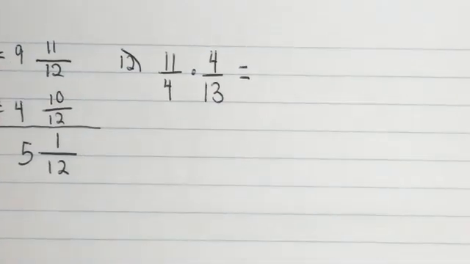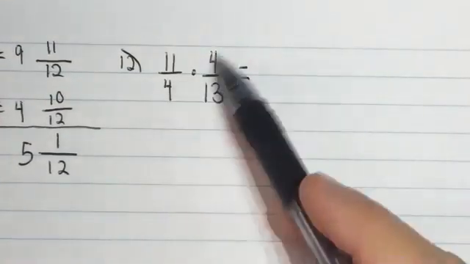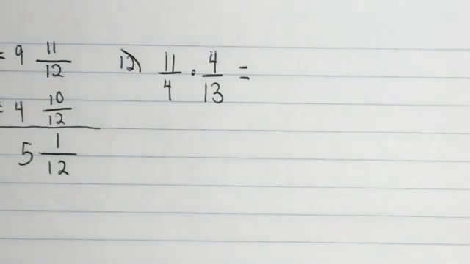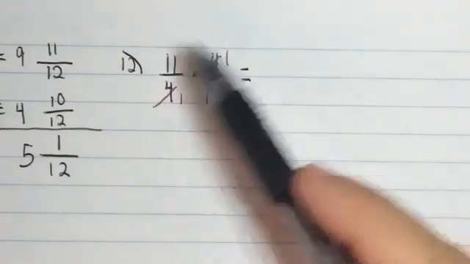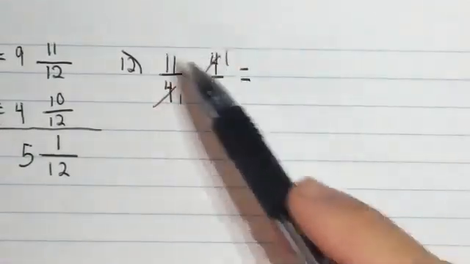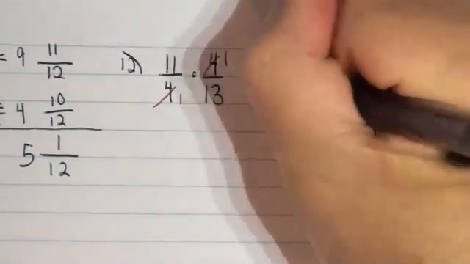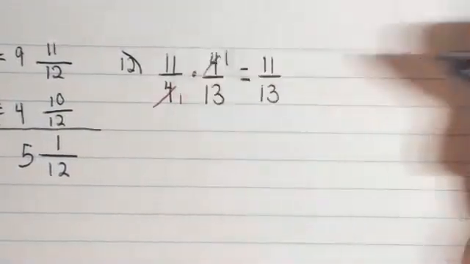So in this case, hopefully you recognize right away that you have the same numbers there and there, which basically means you can change those both to 1 because 4 goes into 4 one time and 4 goes into 4 one time as well there. And then we multiply straight across. 11 times 1 is 11. 1 times 13 is 13.